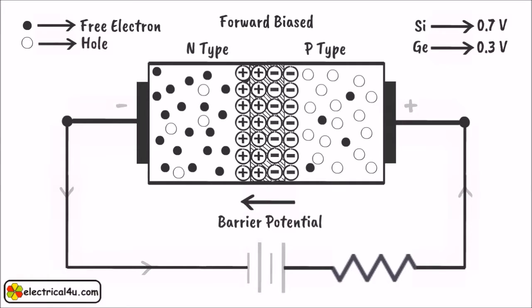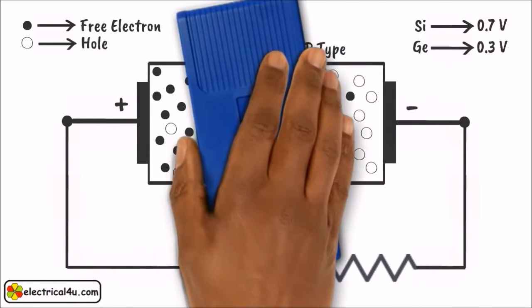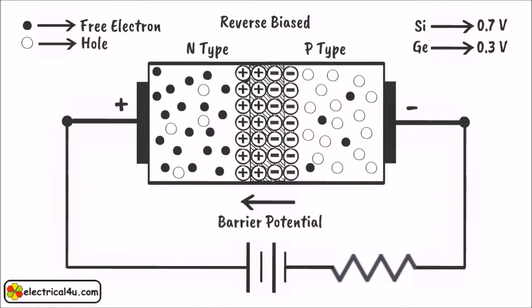Now, we connect the negative terminal of the voltage source to the lead connected to the P-type side, and we connect the positive terminal of the voltage source to the lead connected to the N-type side. In this condition, the diode is said to be in reverse biased condition.